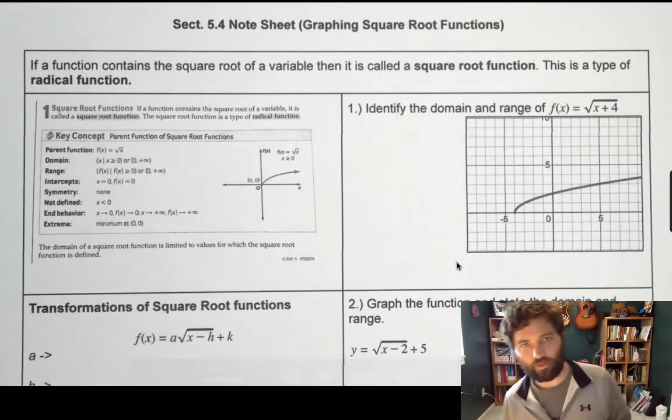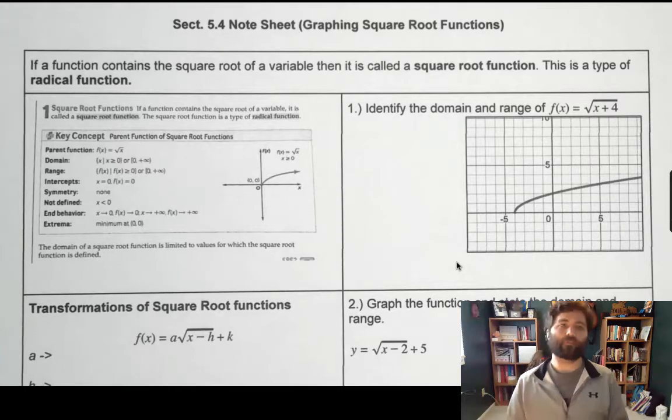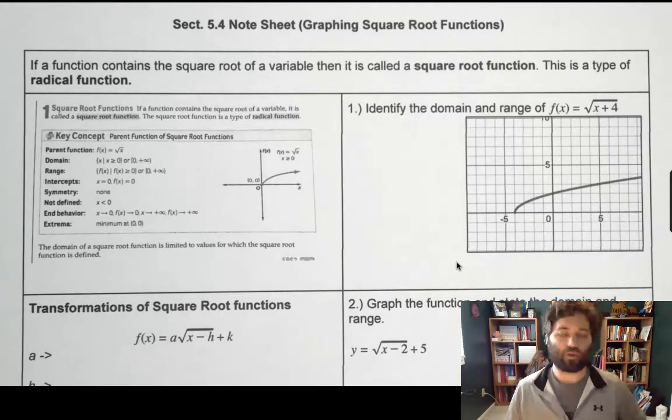All right, section 5.4, graphing square root functions. So we're going to talk about graphing a new family of functions. There are several families of functions, maybe a dozen or so. These are functions that have square roots of the variable x in some form, okay? So if a function contains the square root of a variable, it's called a square root function.